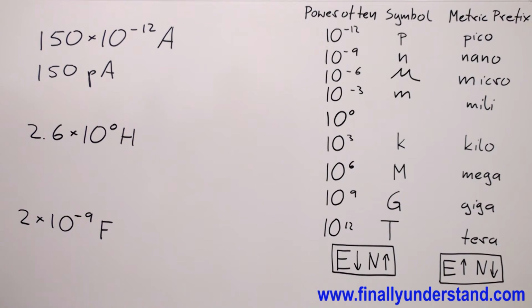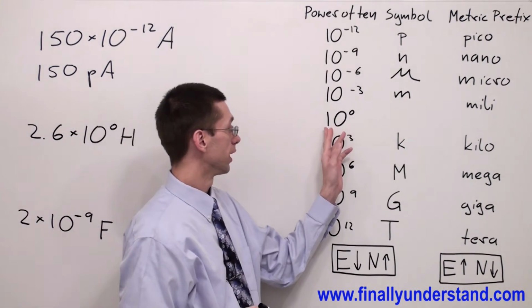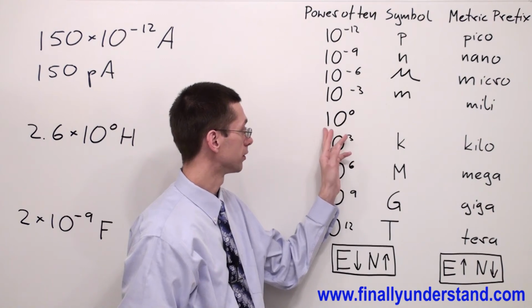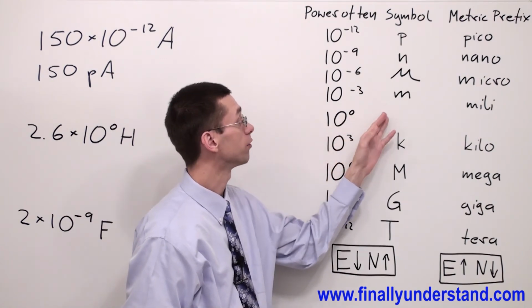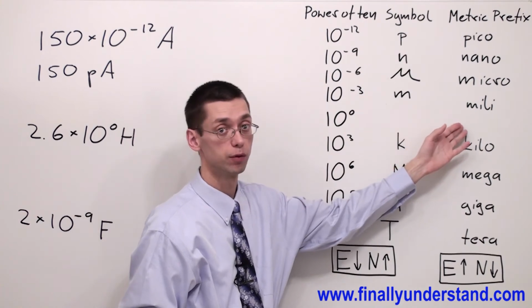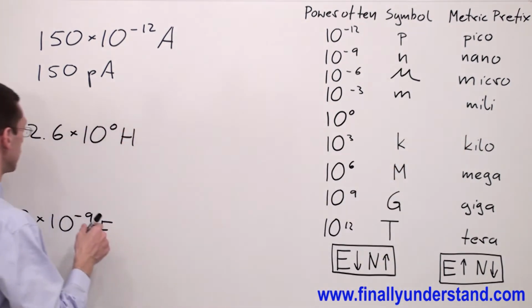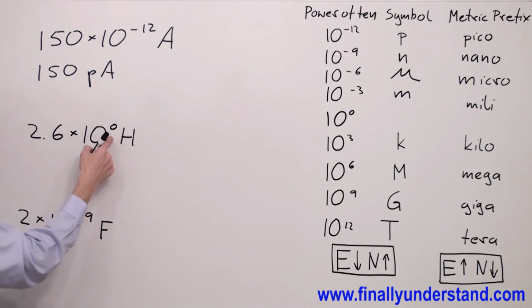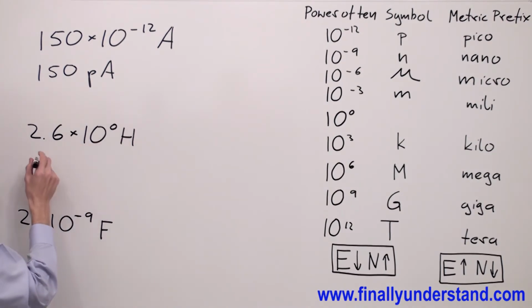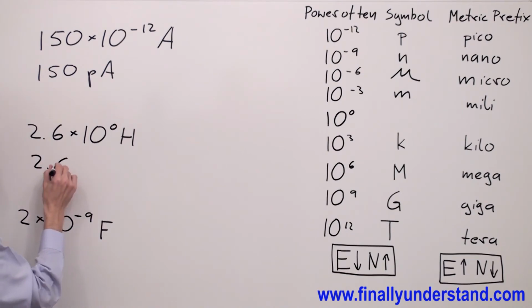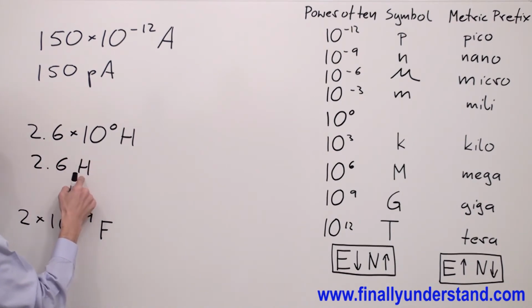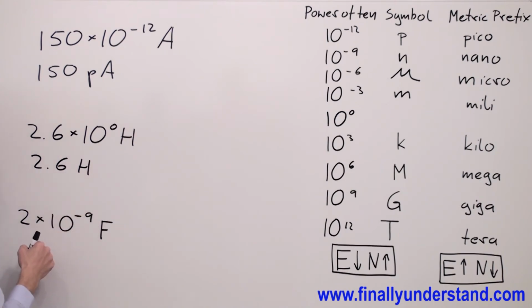Let's take a look at the next example. I have 2.6 times 10 to 0. Take a look. Anytime we have power of 10 to 0, we have no symbol and no name of the prefix. So simply, you have to realize that 10 to 0 is equal to 1. 1 times 2.6 is simply 2.6. Your answer is supposed to be 2.6 H. H stands for Henry. We are going to talk about this in the future. So it means no prefix, simply write 2.6 and the unit of measure.